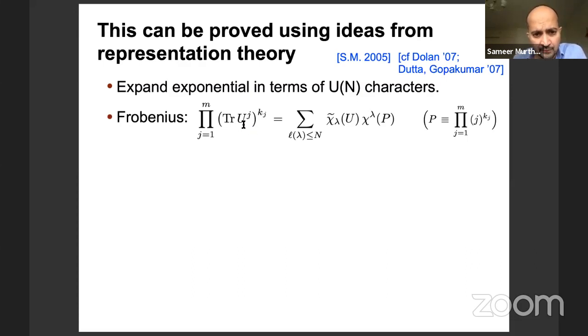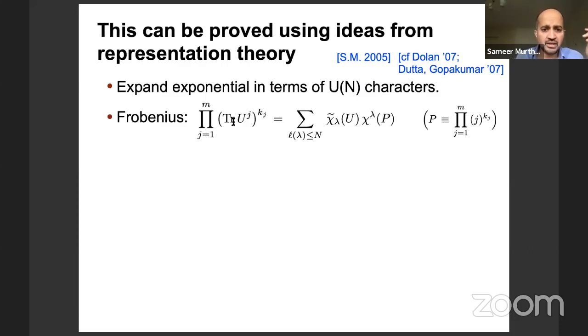So how to do this? For every such multi-trace operator, notice that it has a cycle structure. So here's a partition P. You think of this as a j-cycle, and then you have k_j copies of this. So this is like 1 to the k_1, 2 to the k_2, etc. So it's really like a partition. That partition can be written as a sum over characters of U(N), that's chi tilde, which are also labeled by partitions, as famously known, which is lambda. And the coefficients are precisely the characters of the symmetric group. This sum goes over all partitions which are allowed by U(N), which means that the length, the number of rows in the Young tableau, has to be less than or equal to N. That's the labeling, that's the character lambda.